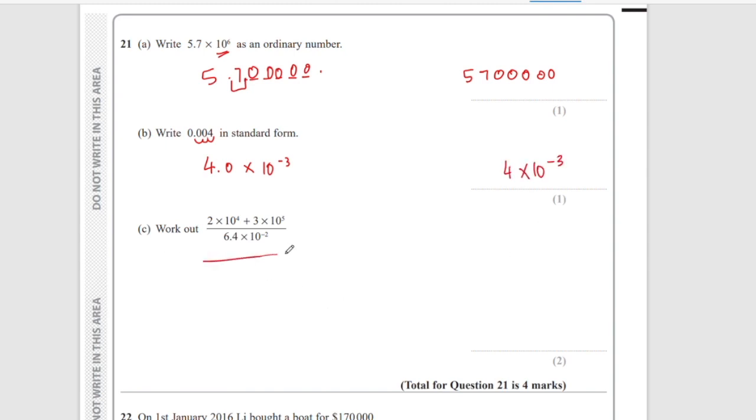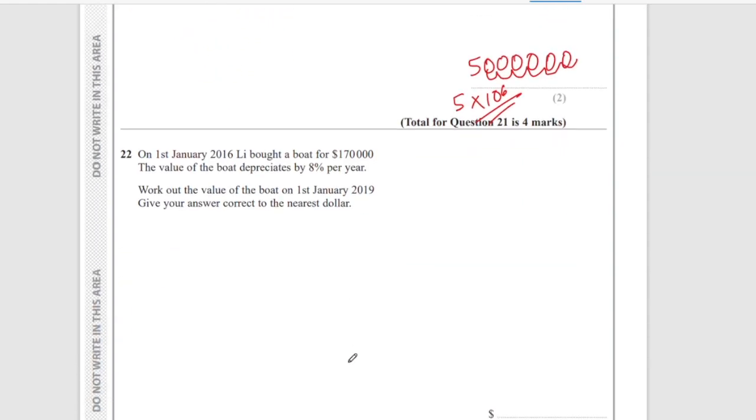You'll write this thing on your calculators and you'll get the answer, which will give you 50000 and 00. Or you can write it in standard form. It will be 5 times 10 to the power 1, 2, 3, 4, 5, 6, 10 to the power 6. Let's move on to the next question.